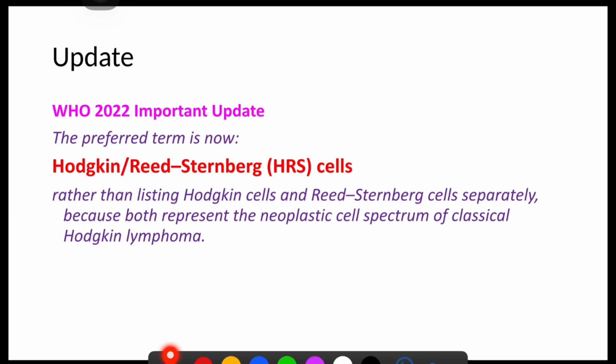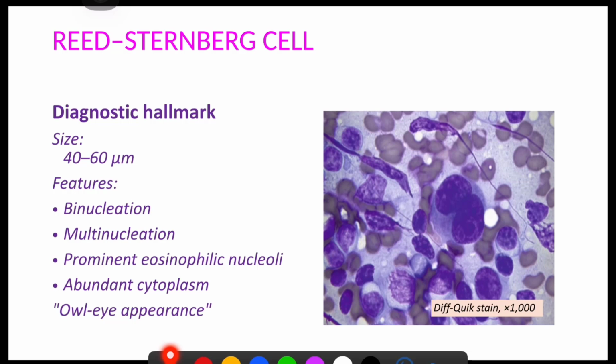Now, according to the WHO 2022 update, we say Hodgkin Reed-Sternberg cells, which are called HRS cells, rather than listing Hodgkin cells and Reed-Sternberg cells separately. So from now onwards, we are calling them HRS cells, and both these cells, Hodgkin's and Reed-Sternberg cells, represent the neoplastic cell spectrum of classic Hodgkin lymphoma. So now what is a Reed-Sternberg cell? How will you identify it in a cytology smear?